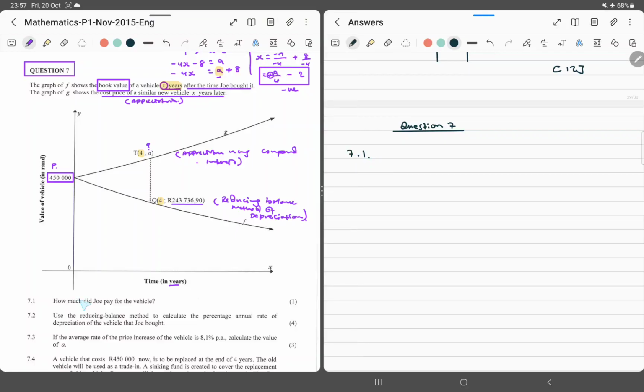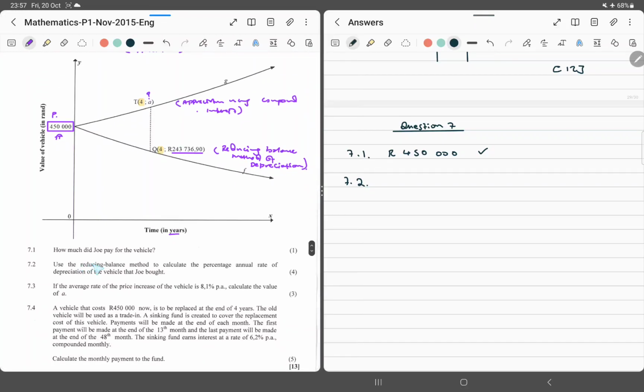7.1 says, how much did Joe pay for the vehicle? Is it Joey? It's not Joe, it's actually Joey. How much did Joey pay for the vehicle? That is the amount of money. So this is 450,000 rands. Easy one mark.